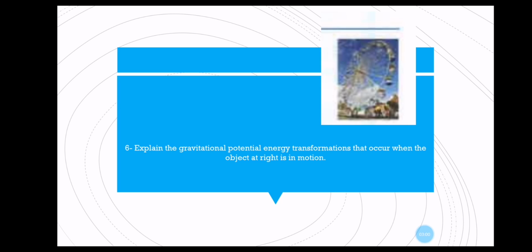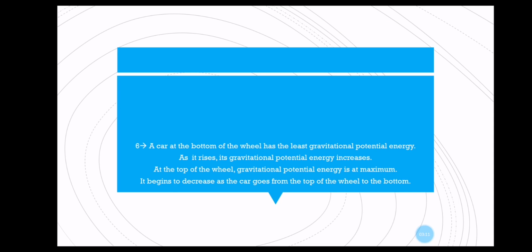6. Explain the gravitational potential energy transformations that occur when the object at right is in motion. We're talking about a roller coaster. So, a car at the bottom of the wheel has the least gravitational potential energy. As it rises, the gravitational potential energy increases. At the top of the wheel, the gravitational potential energy is the maximum, and then it begins to decrease as the car goes down from the top of the wheel to the bottom. So this is the change in the gravitational potential energy.